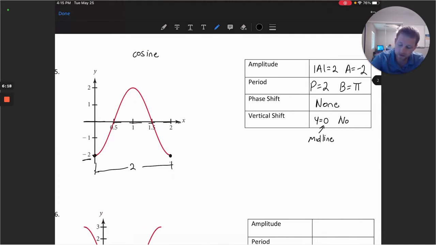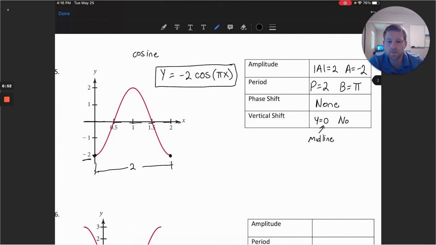Okay, so if I put this equation together, we're going to have an a value in front of -2 because that's our starting point. Cosine function. And then our b value is going to be pi times x. There's no phase shift or vertical shift, so we'll leave it like this. So -2 cosine pi times x. And that is the complete solution for number 5.